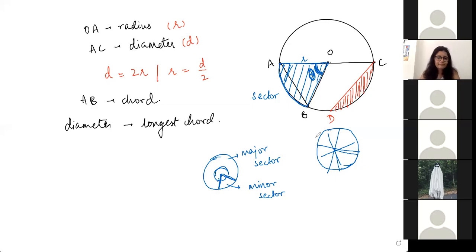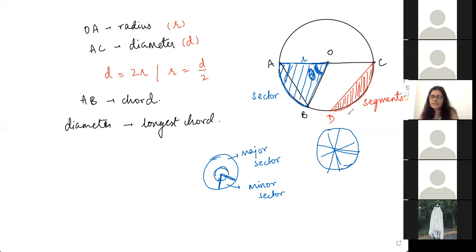Ma'am, minor and major segments. Absolutely. Rishita and Sarah also got it. So the red color shaded area, the part between the circle and a chord, is called a segment. And just like a sector, if it's a smaller area, that's a minor segment. If it's a greater area, that's a major segment.